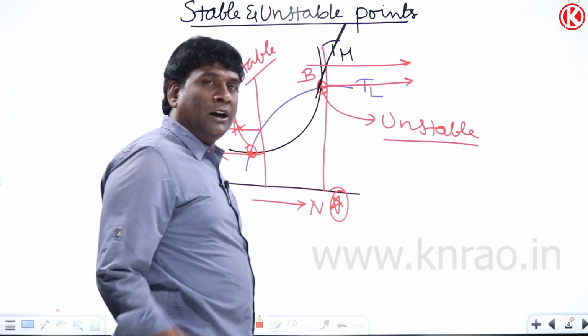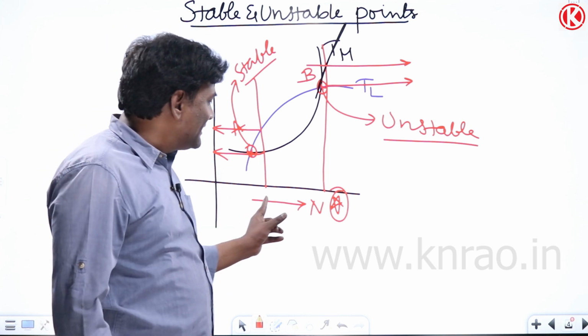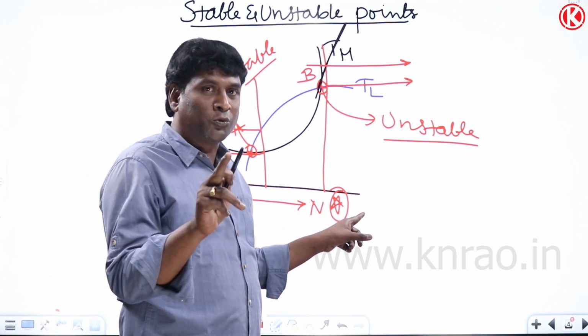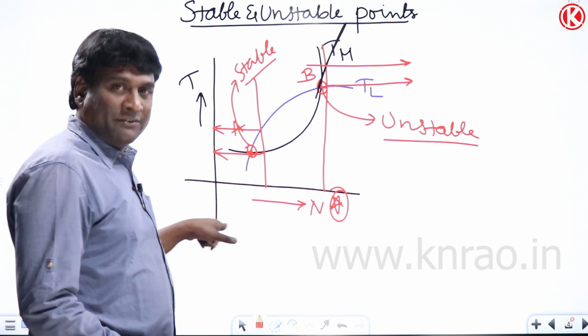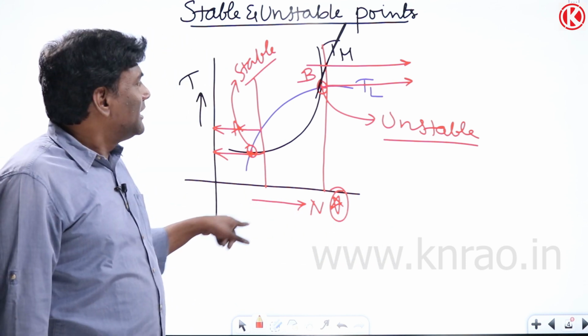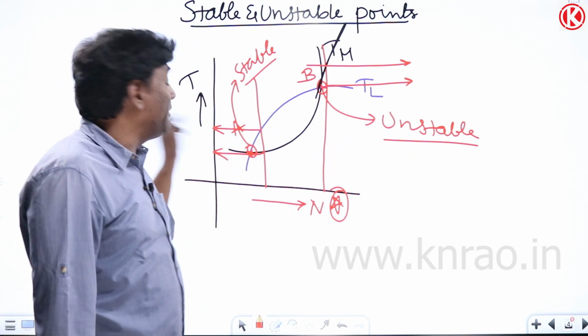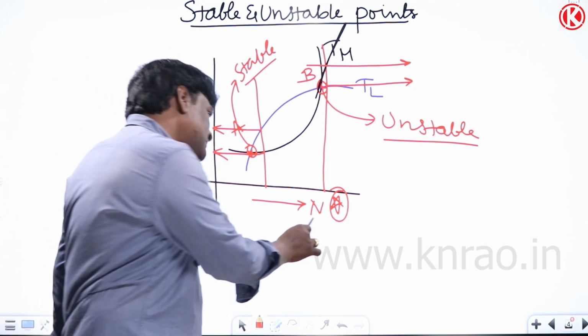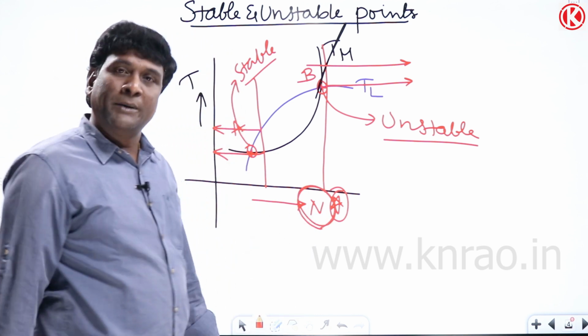Always keep this particular point in mind. In the direction of increase in speed, you have to focus. If the direction of speed is reverse, under that condition B will become stable and A will become unstable. Always keep this point in mind.